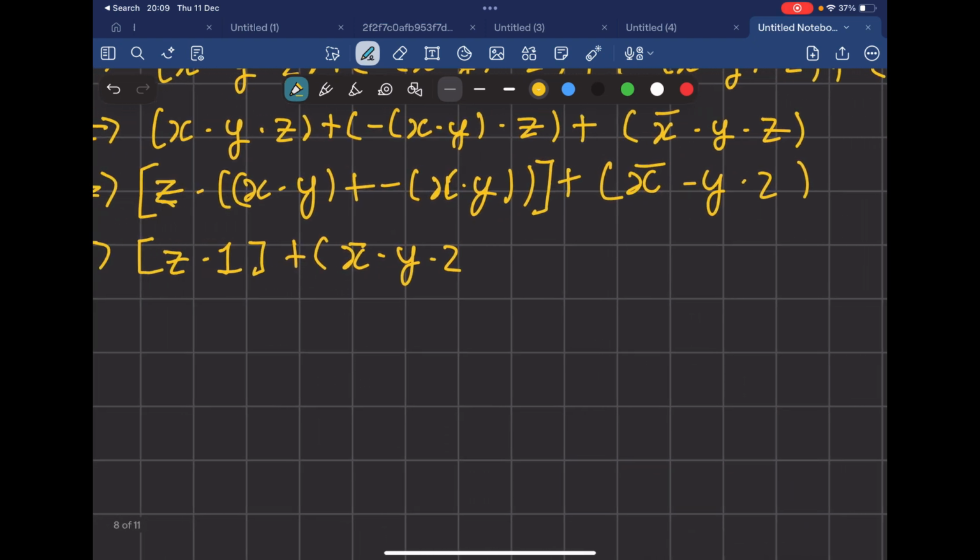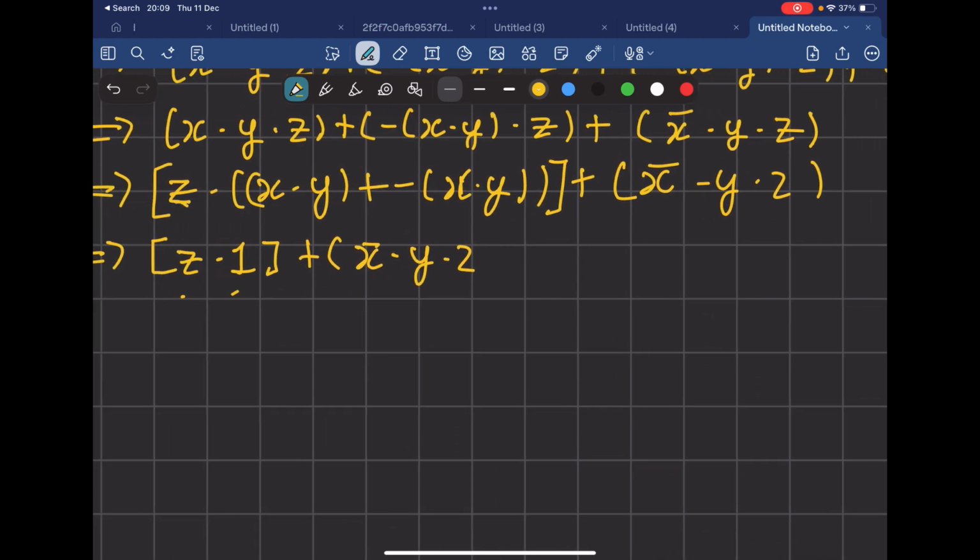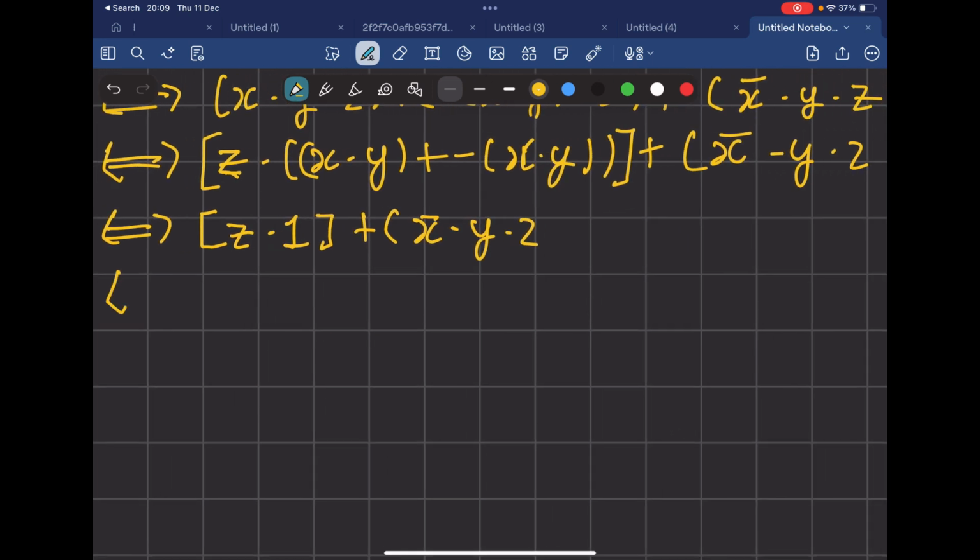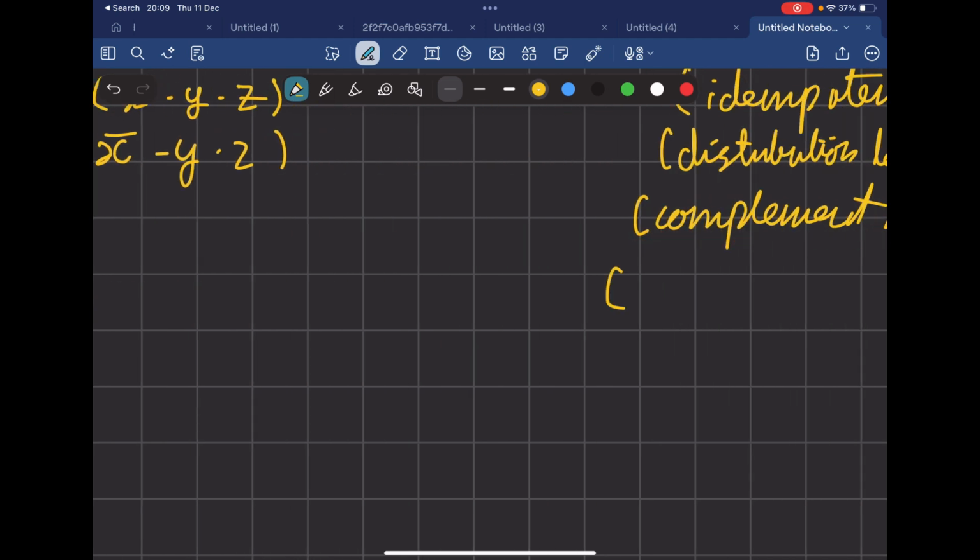Okay, now we have z and 1. So we have something and 1, which is just equal to that something. And this is called the identity law. So let's just do that. So that helps us get rid of the 1, which makes it a bit simpler. Now we have z plus all this other stuff. And here we use the identity law.